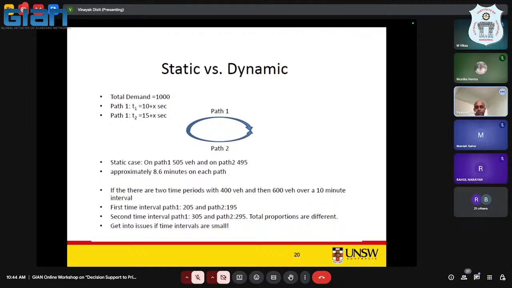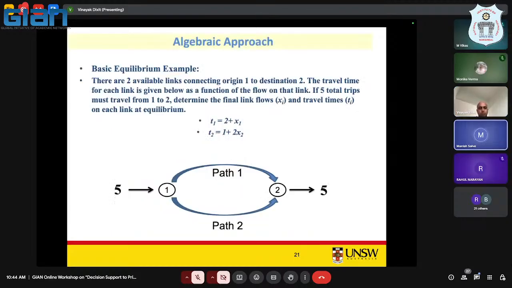Any questions? So in this case, we are creating multiple scenarios. In a dynamic traffic assignment, we are not creating multiple scenarios. For every time step, the way people would actually reroute would depend on what has happened to the network in the previous time step.